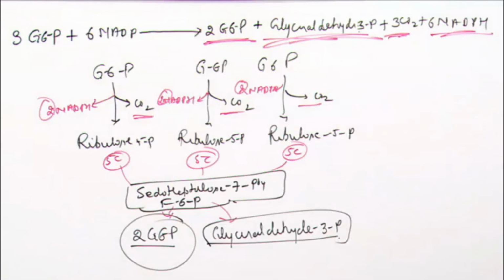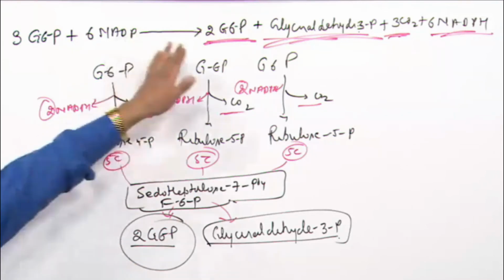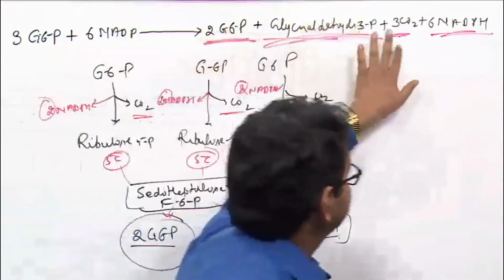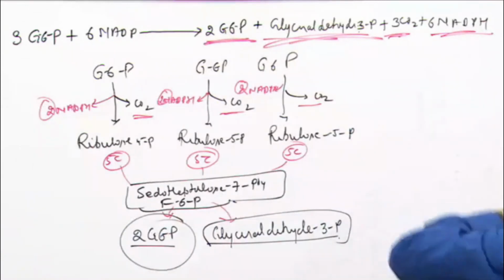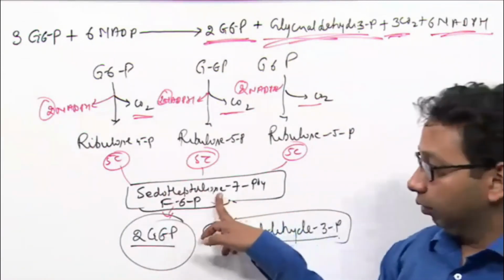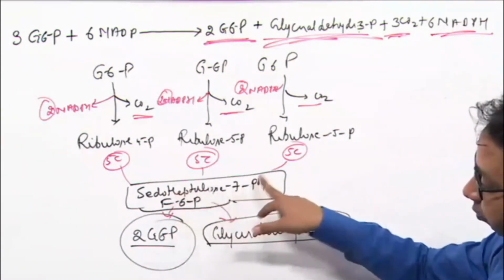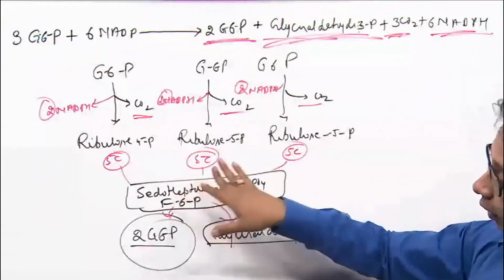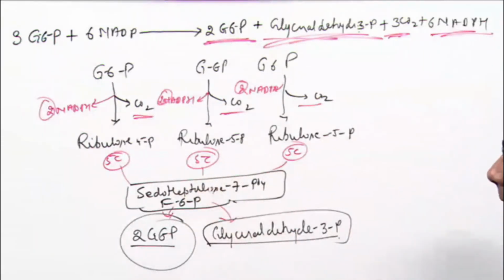Again, I repeat the question. Question is asked: which of the following is not a product of HMP shunt? Option A, glyceraldehyde 3-phosphate. Option B, 3 CO2. Option C, 6 NADPH. Option D, pseudoheptulose 7-phosphate. You will mark pseudoheptulose 7-phosphate because it is intermediate product. It is not final product.